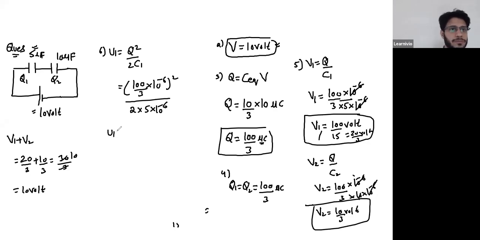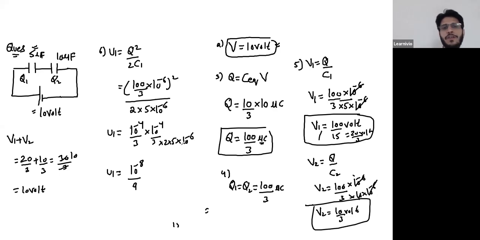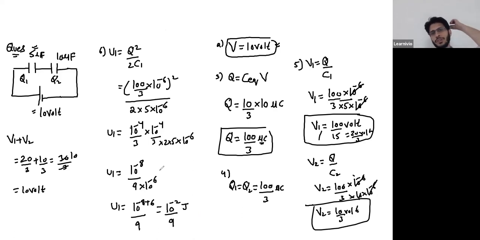So that's U1. Your U1 is 10 raised to the power minus 4 by 3 into 10 raised to the power minus 4 by 3, into 2 into 5 into 10 raised to the power minus 6. So U1 will be 9 in the denominator, 2 into 5 is 10, 10 into 10 raised to the power minus 6 is 10 raised to the power minus 5. You can take this minus 6 in the numerator. So it's minus 8 plus 6 by 9. So the energy stored is 10 raised to the power minus 2 by 9. This is the energy stored here. This is how we calculate U.